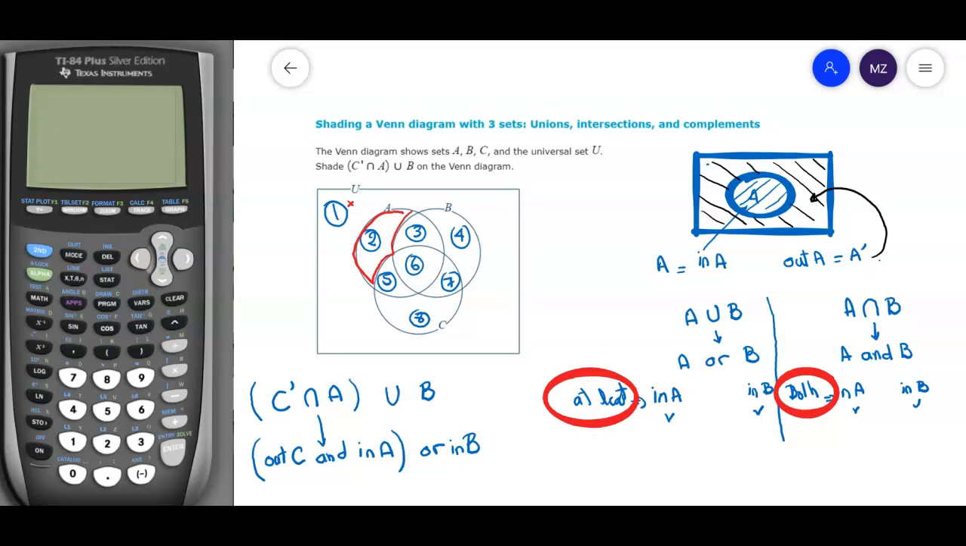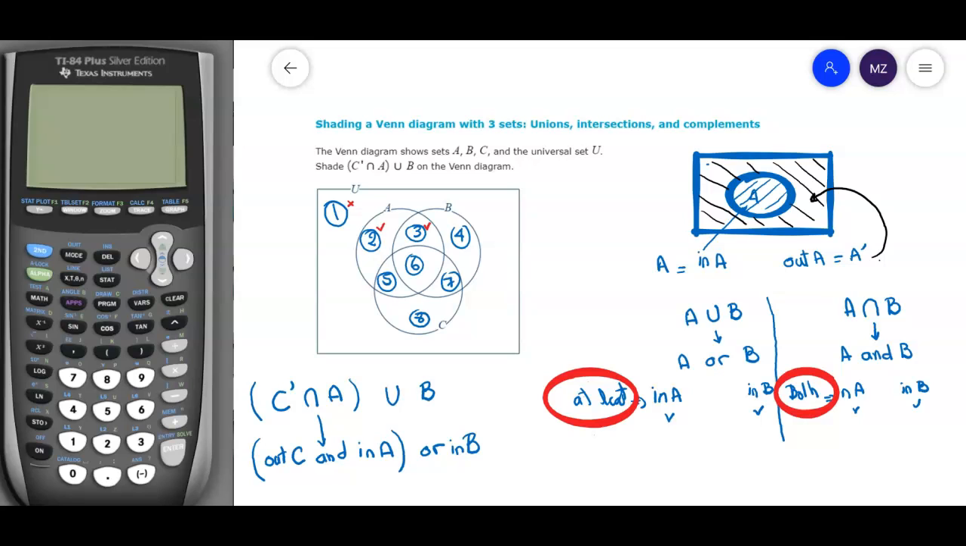So am I out of C? Yes. Am I in A? Yes. So I'm going to take it. Remember, I didn't finish the other statement, which is or in B, so we're going to get there. For 3, am I out of C? Yes. Am I in A? Yes. So I'm going to take it.